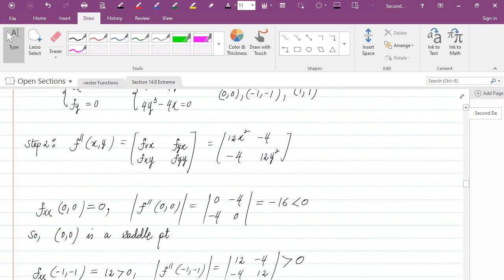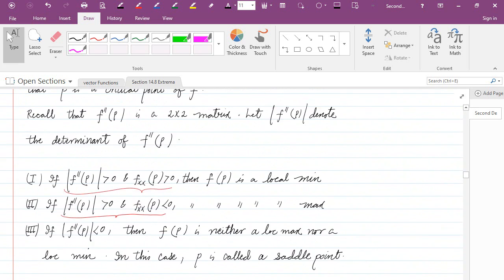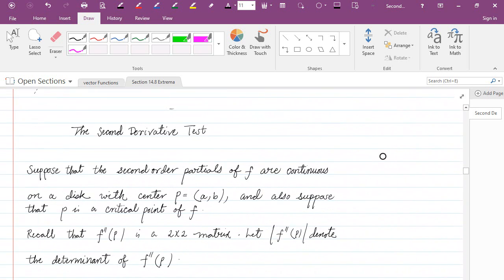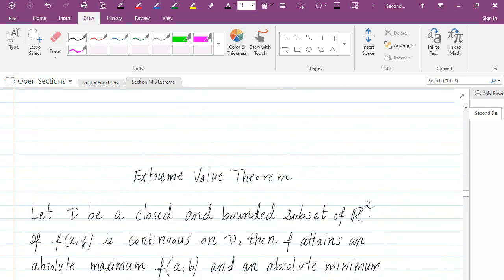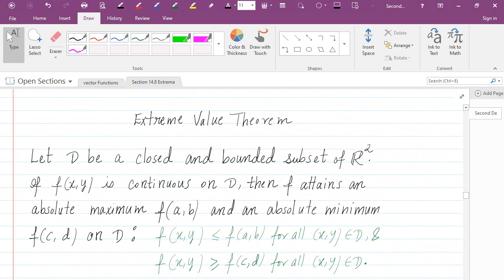Okay, so I will stop the video here. This is going to be the end of my discussion on the second derivative test. In the next video, we will be looking at the extreme value theorem.